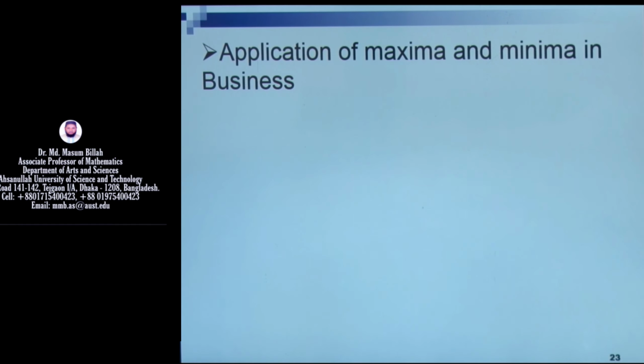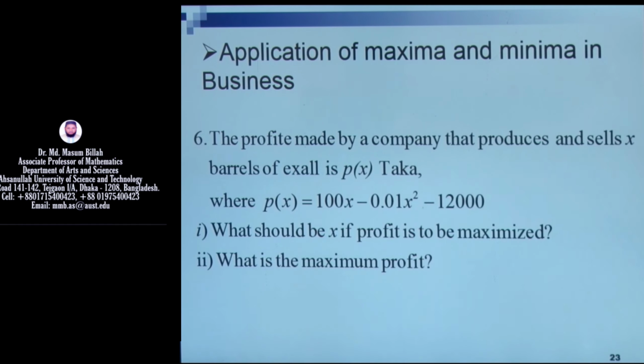And applications of maxima or minima in our business. You see, the profit of a company that produces and sells x barrels of oil is P of x. If P of x is a function 100 times x minus 0.01 x square minus 12,000, then what should be x if profit is to be maximized? That is, we have to maximize this profit function. Okay, and what is the maximum profit? That is, at the maximum stationary point, what will be the P of x? What is the maximum profit?